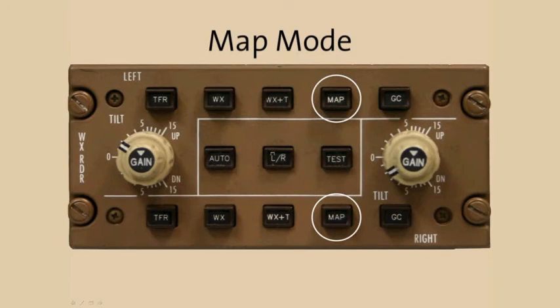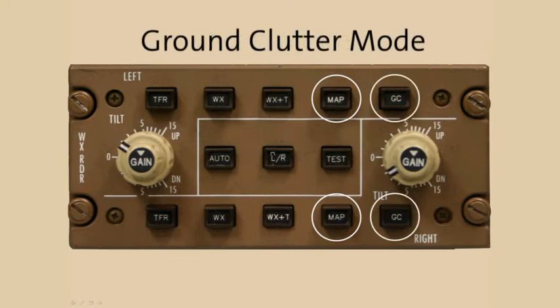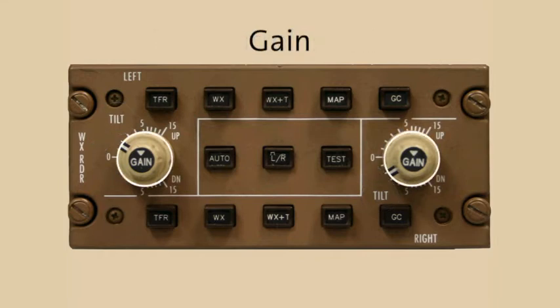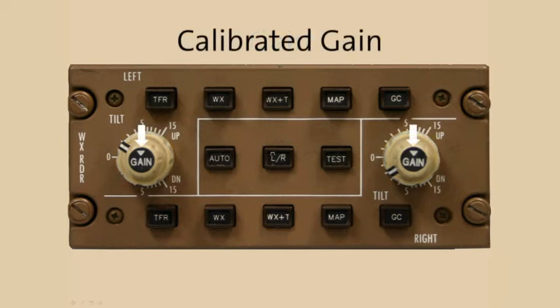Map mode displays all the information that the radar sees, both ground and weather returns. The ground clutter button is similar to map mode, except it is a spring-loaded momentary function. The tilt control is inactive during auto operation. Full above and below calibrated gain is available during both manual and auto operation. Calibrated gain is selected when the triangle is at the 12 o'clock position.